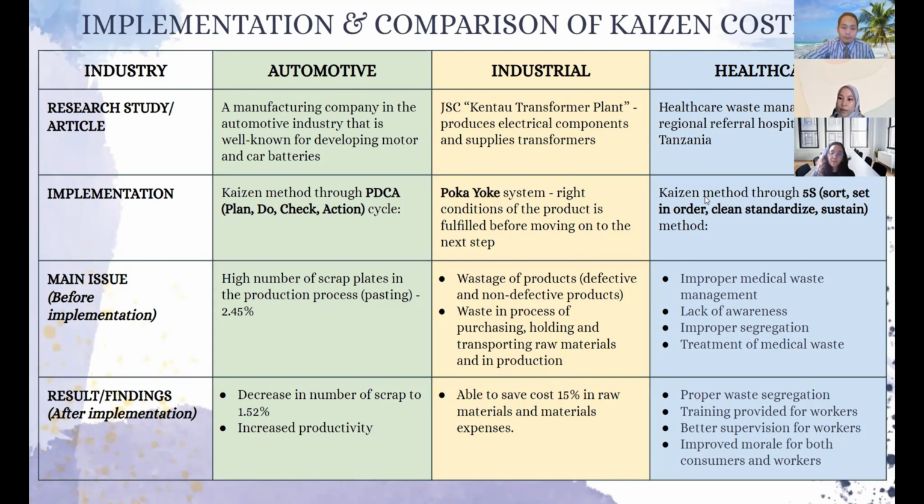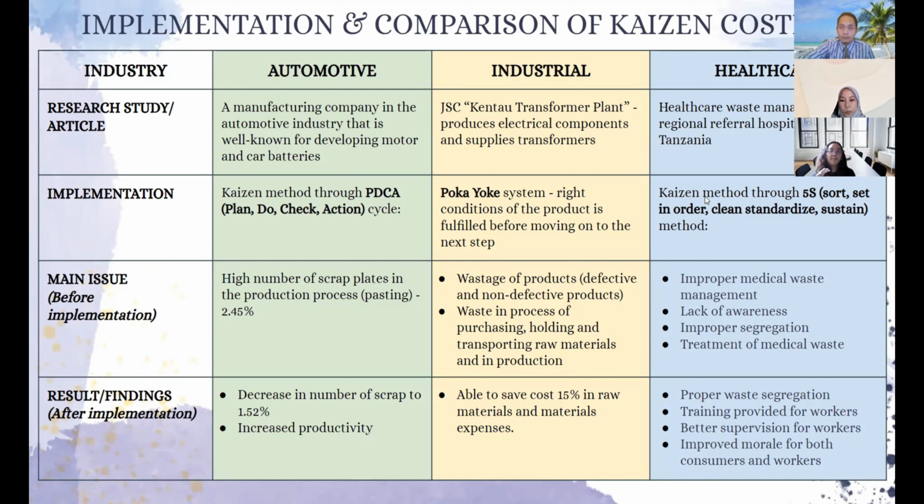Defective products are the ones I've mentioned before, whereby they were able to detect a large sum of products once the product has been fully produced. And in terms of non-defective products, it basically means that there is a higher level of inventory in the company than required. Aside from that, there is also wastage in non-value added activities such as the process of purchasing, holding, and transporting raw materials, and during production.